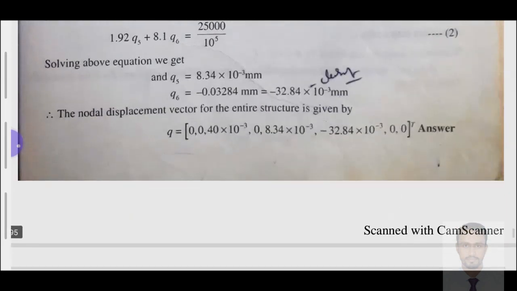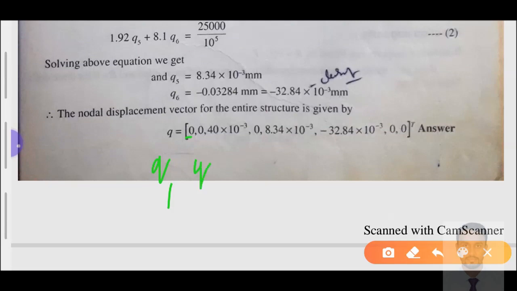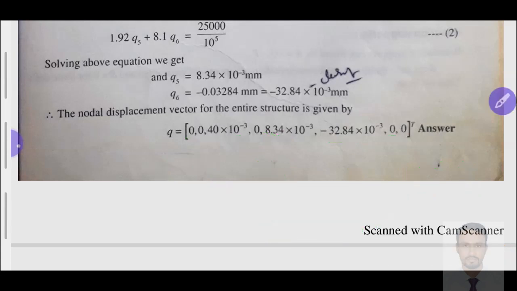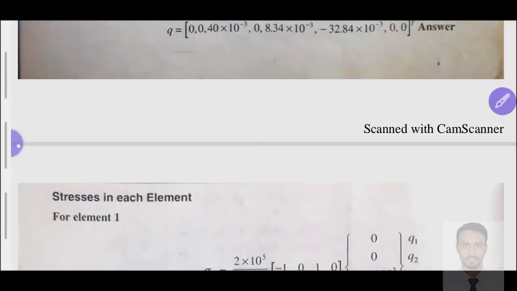We have here the global displacement vector. Q1 is equal to 0, Q2 is equal to 0, Q3 we have found this value, and Q4 is equal to 0, Q5 is equal to this one, Q6 is equal to this one, Q7 is equal to 0, Q8 is equal to 0. We have found all the displacements at each node.